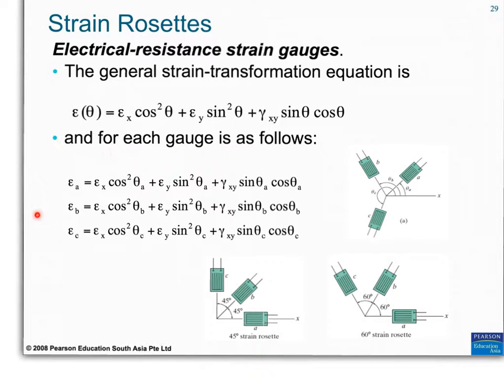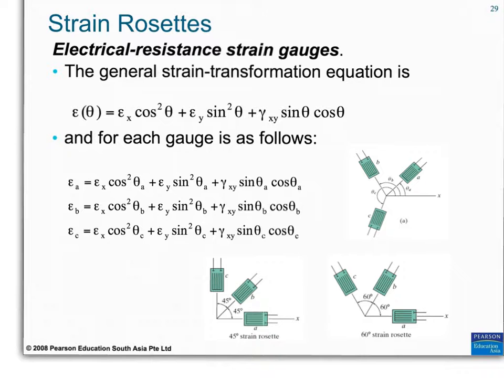That equation is split up into 3, so we have 1, 2, 3 terms in the equation. If we want to know what the strain in the X, Y and shear strain in the X and Y are, then if we have 3 measurements of strain, we can solve for those 3 unknowns.